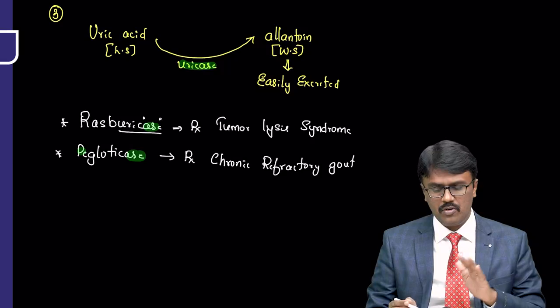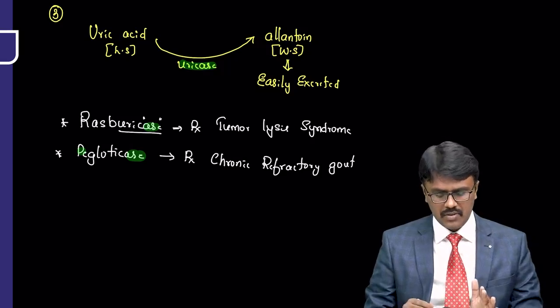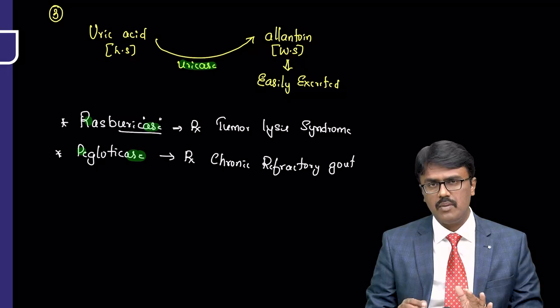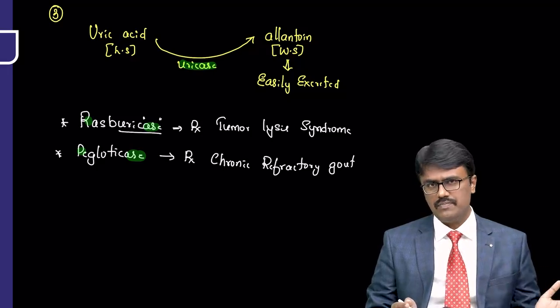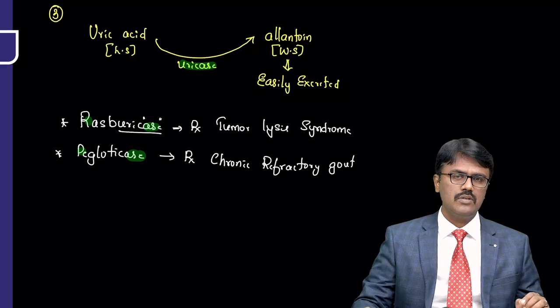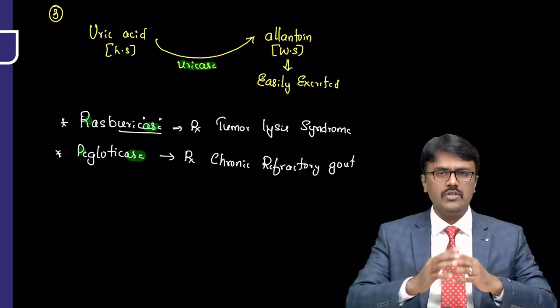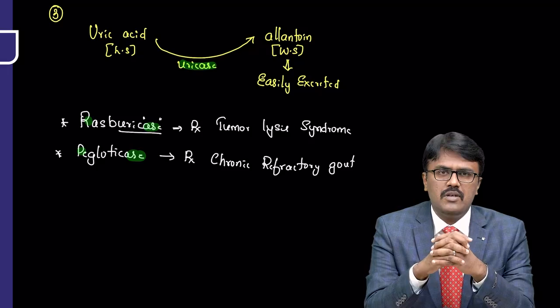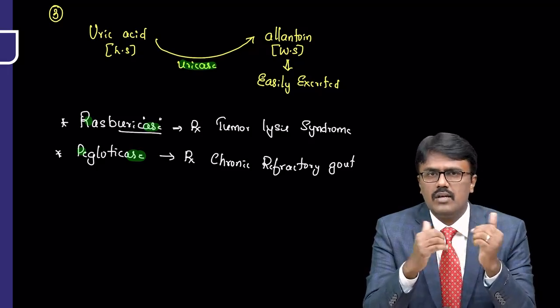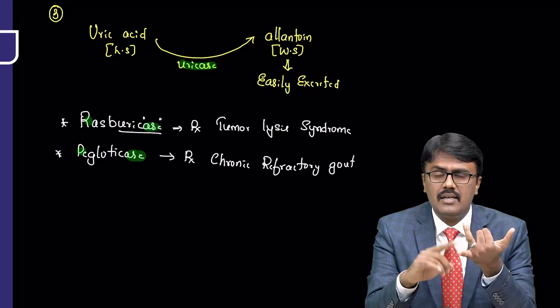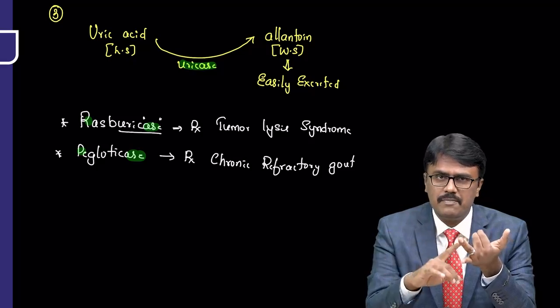No, it is approved only for chronic gout. Can I use rasburicase in chronic gout? No, it is only approved for tumor lysis syndrome. So these are the drugs we use in the management of gout. Basically, remember, the pathophysiology of gout is important. What are the drugs used for acute gout? NSAIDs. The NSAID that is contraindicated is aspirin.